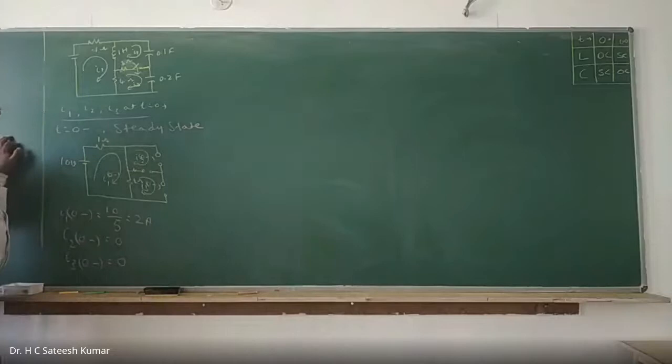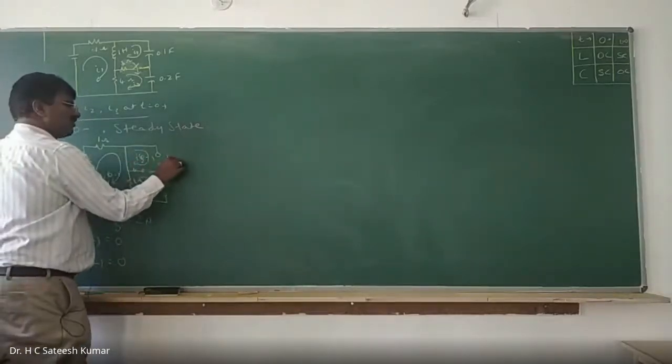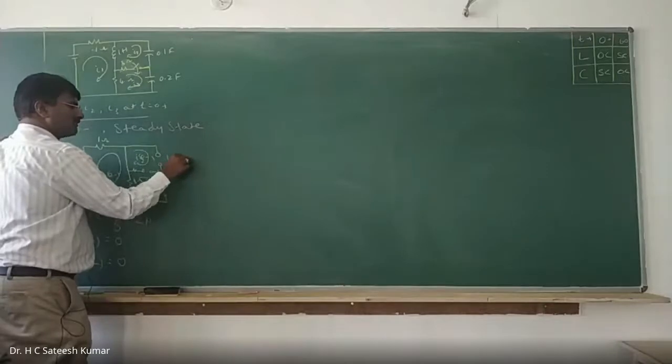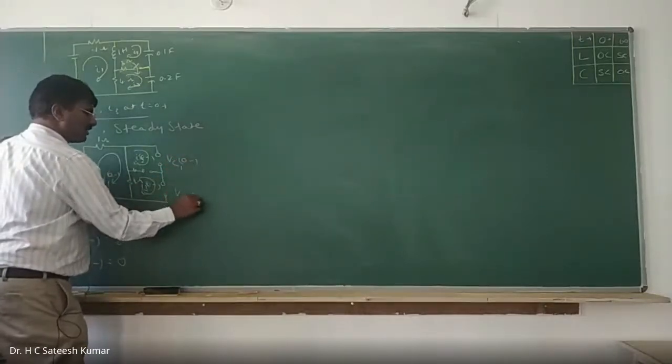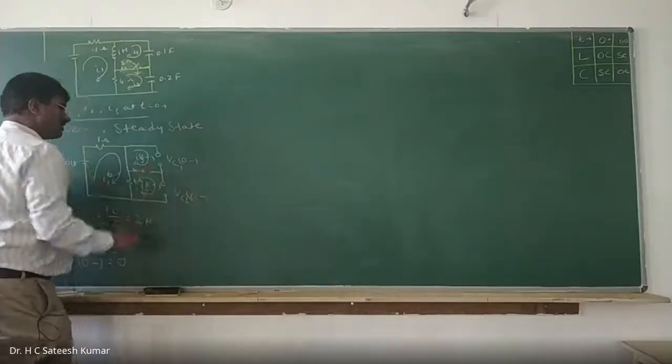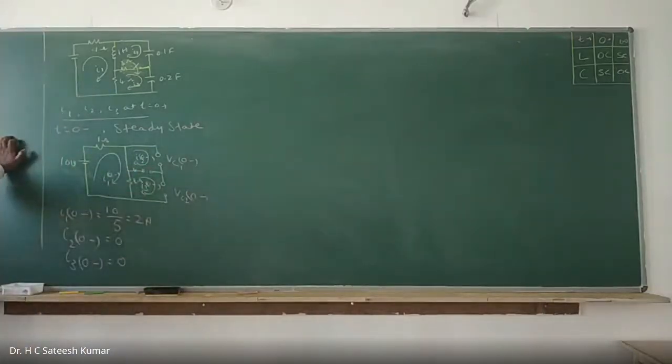But we have this voltage. So VC1 0 minus, VC2 0 minus, you will get. This voltage will be there. So what is this voltage? That we can calculate.